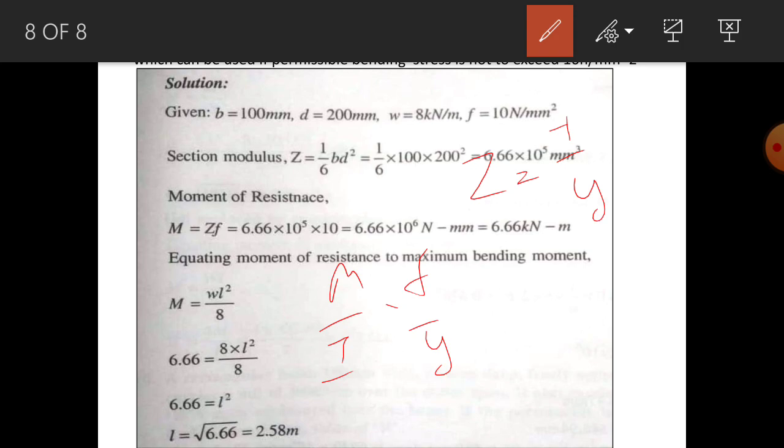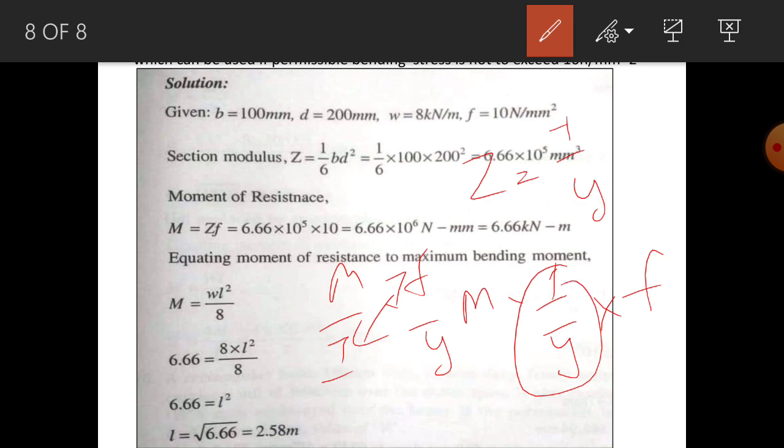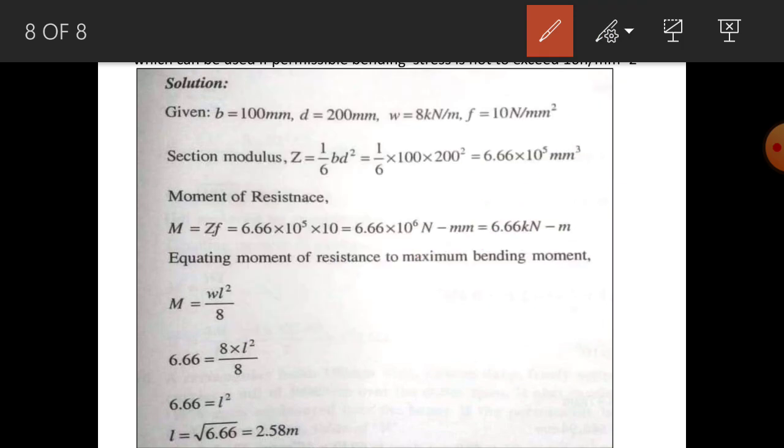So you know that Z is nothing but the ratio of I upon Y, right? So what we'll do is cross multiply and we'll get the equation as M is equal to F into I upon Y. What is this? This is Z. So M is equal to Z into F. That is how we get the moment of resistance formula. M is equal to Z into F.